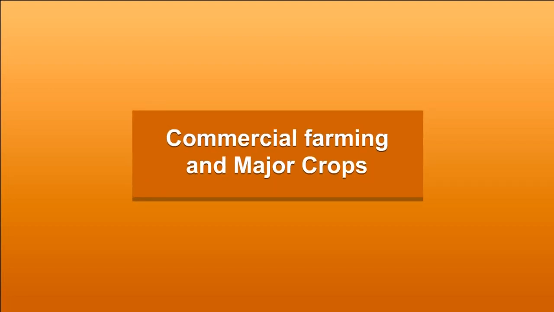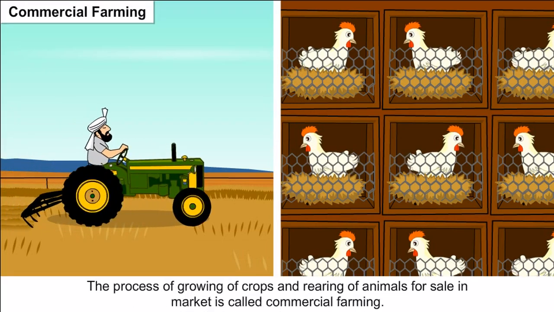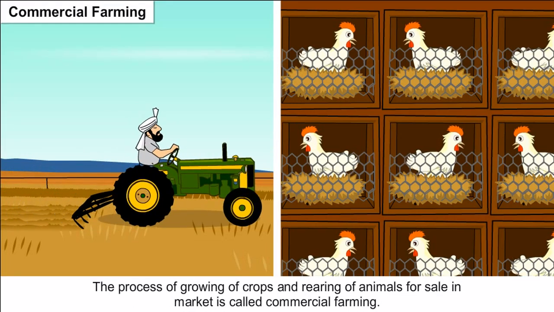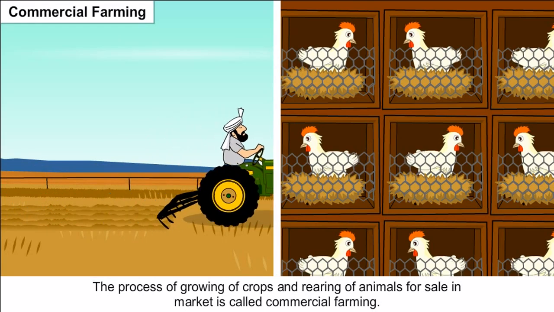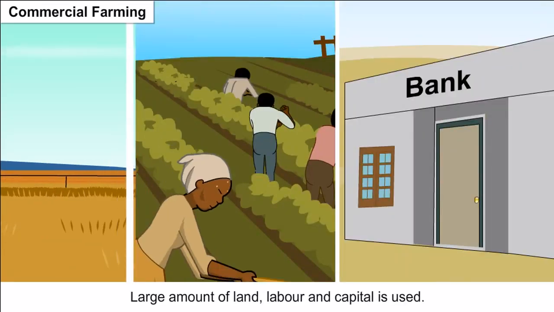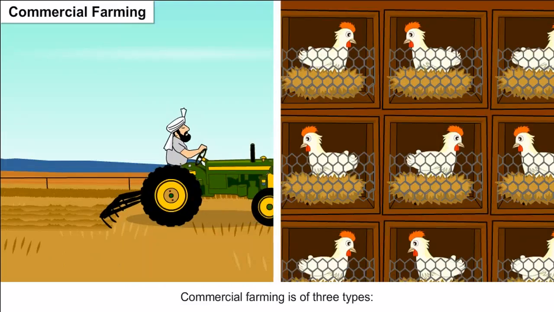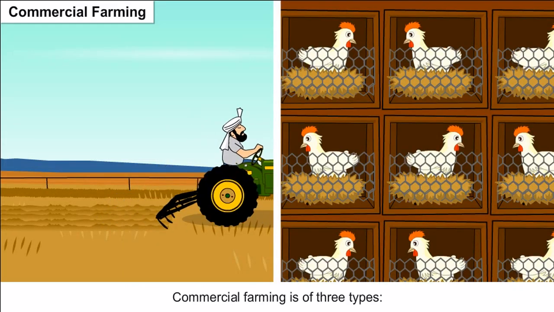Commercial farming and major crops. Commercial farming. The process of growing of crops and rearing of animals for sale in market is called commercial farming. Large amount of land, labor and capital is used. Commercial farming is of three types.